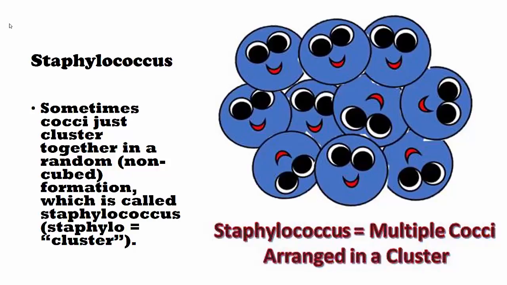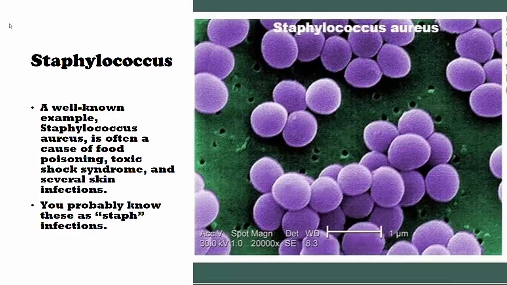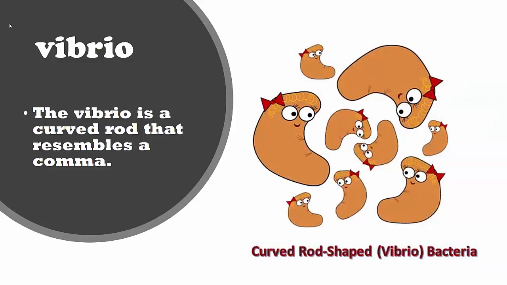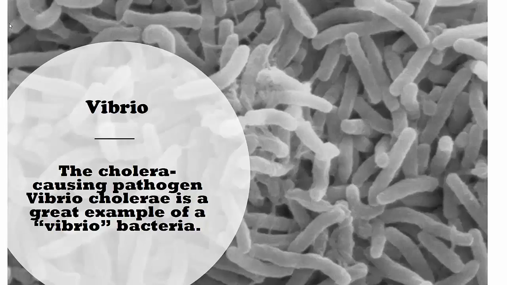Staphylococcus. Sometimes cocci just cluster together in a random non-cubed formation. This is called staphylococcus. Staphylo means cluster. A well-known example of Staphylococcus is Staphylococcus aureus. Staphylococcus aureus can be the cause of some types of food poisoning, toxic shock syndrome, and several skin infections. You probably better know this as staph. The vibrio is a curved rod shape that resembles a comma. The cholera-causing pathogen Vibrio cholerae is a great example of a vibrio bacteria.